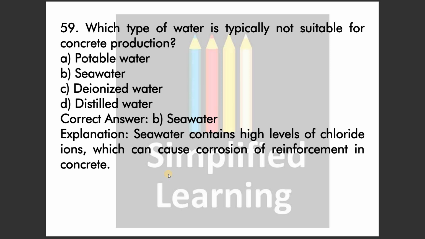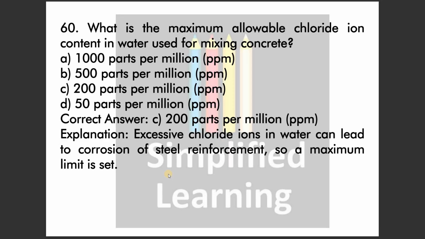They are going to cause corrosion of the steel, that is, they are going to corrode the reinforcement. What is the maximum allowable chloride ion content in water used for mixing concrete? It should be less than 200 ppm. Okay, maximum we can have it as 200 ppm. What is being suggested is it should be less than 200 ppm. That's the reason for not using seawater or saline water in concrete making.